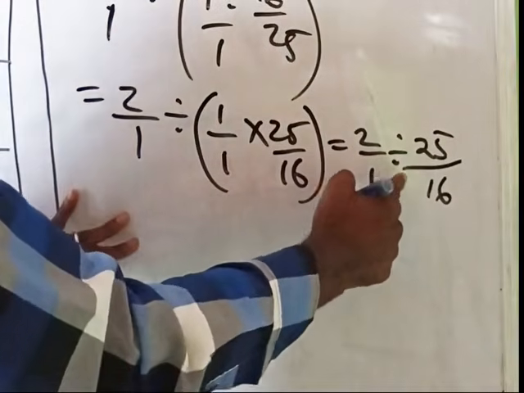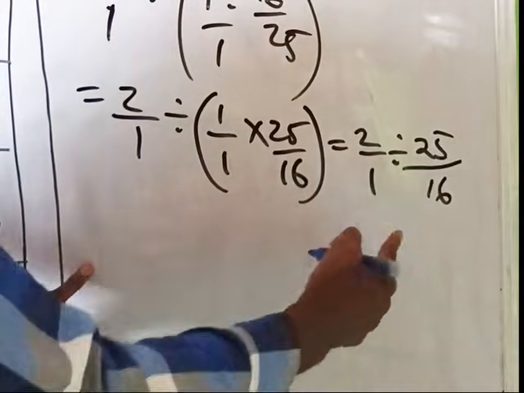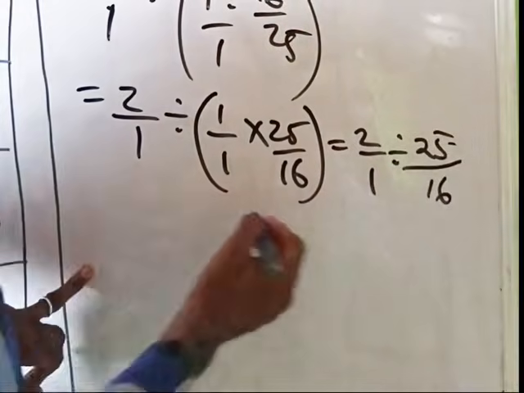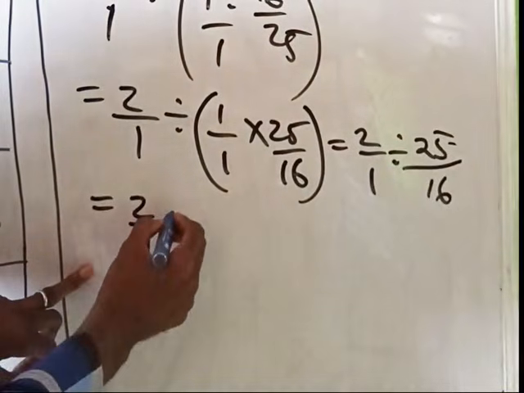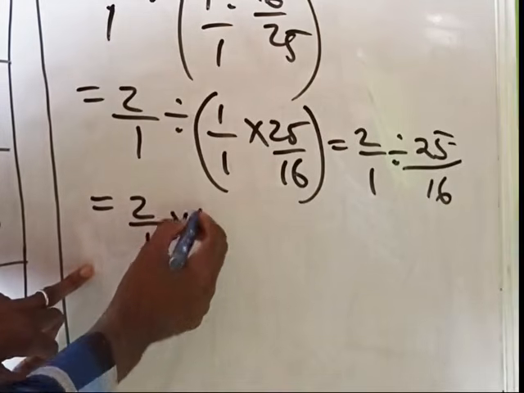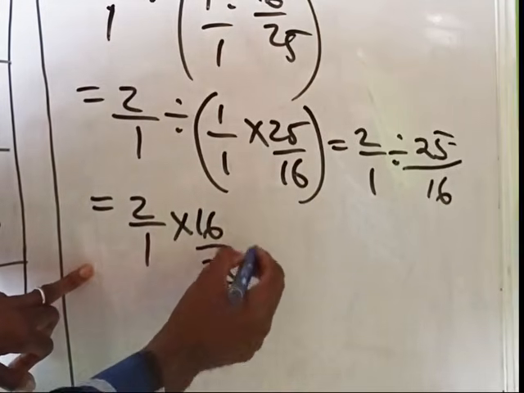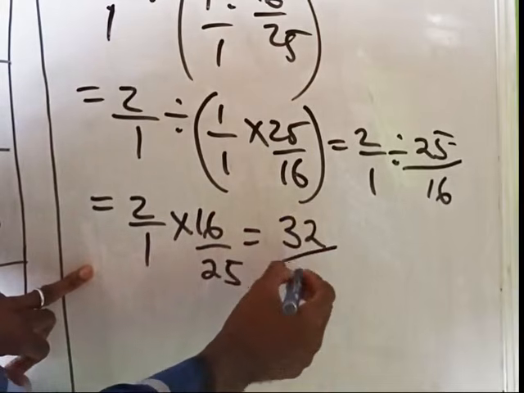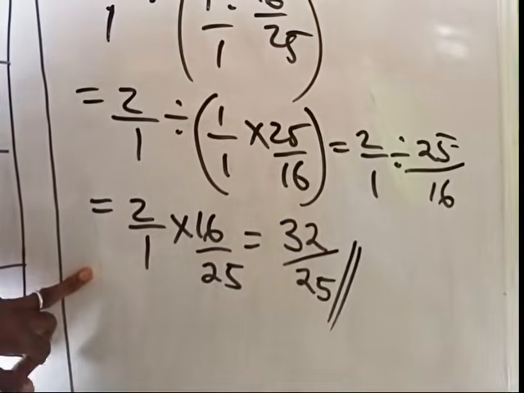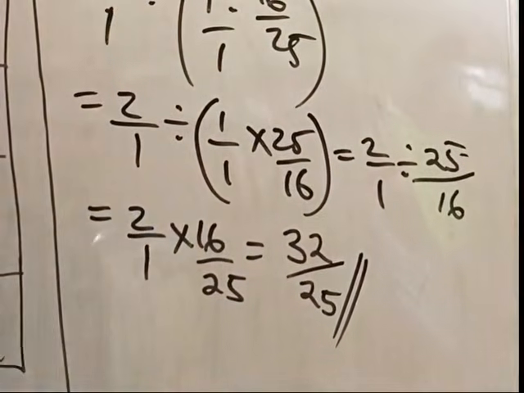Now I'm going to do the same thing. I'm converting this division to multiplication. This will go up, this will come down. So I'm going to have 2 over 1 times 16 over 25. My answer is going to be 32 over 25. So that is the answer to this question.